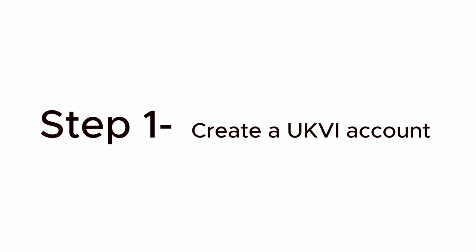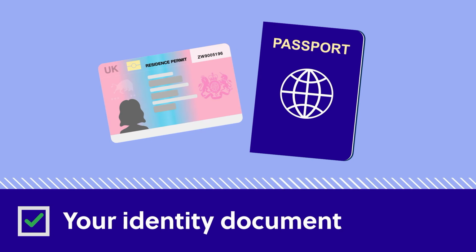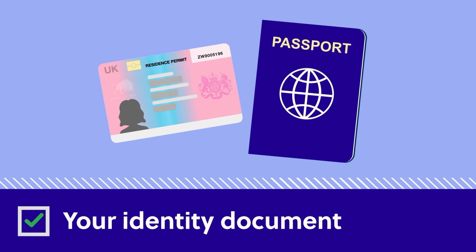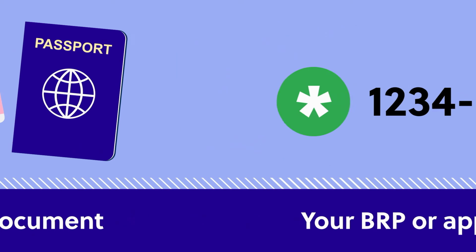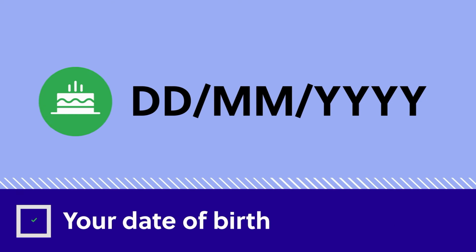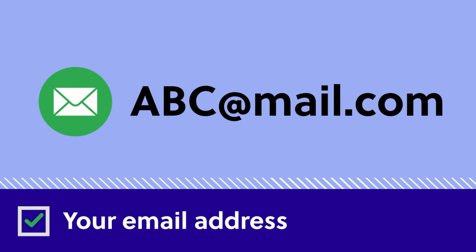First, you'll need to create a UKVI account. You can use the link the Home Office sent you by email or text. I've also added the link in the description below to make it easier for you. To create an account, you'll need your identity document, BRP or application number, date of birth, phone number, email address, and access to the UK Immigration ID Check app.